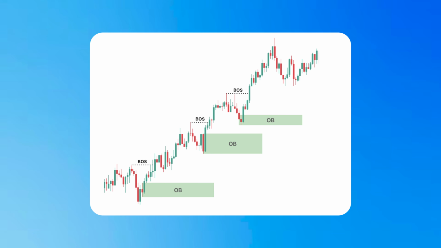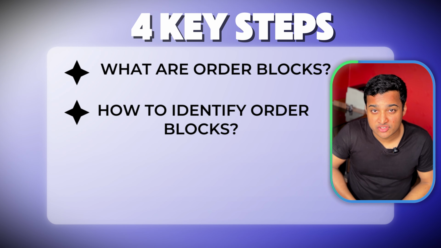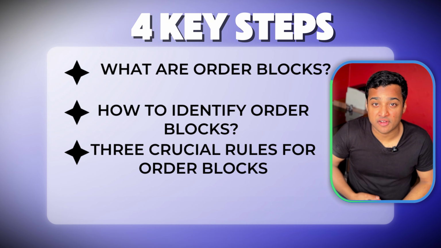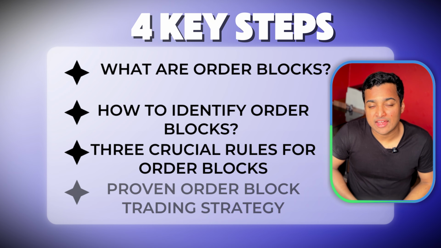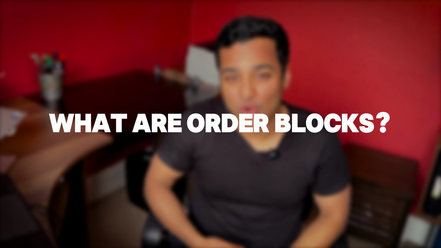If you're losing trades, it's not bad luck. It's because you're blind to order blocks. Order blocks are where big banks execute massive trades, often leaving everyday traders like you behind. And so in this video, I'll be discussing what are order blocks, how to find order blocks, 3 crucial rules for finding valid order blocks, and a proven order block trading strategy so you can get better entries and bank consistent profits. Starting with, what are order blocks?